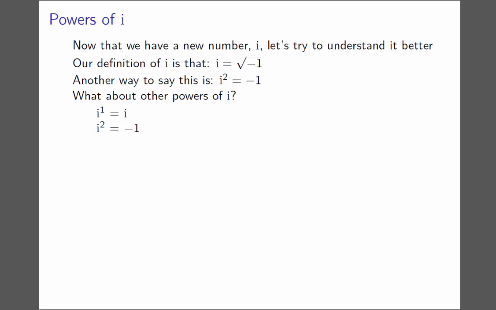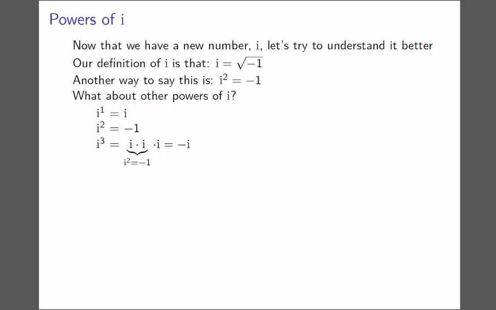Well, i to the first power is just i. How about i to the third power? This means we have i times i times i. But we know i times i is i squared, which is -1. So i cubed is -i.